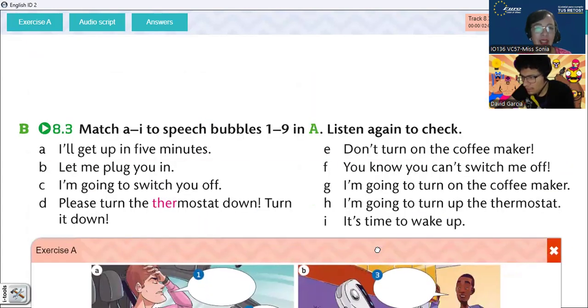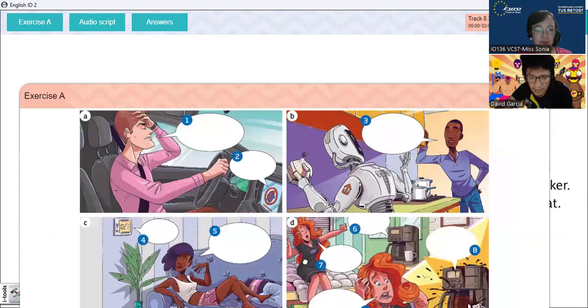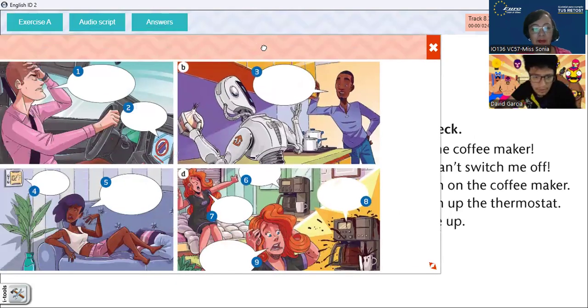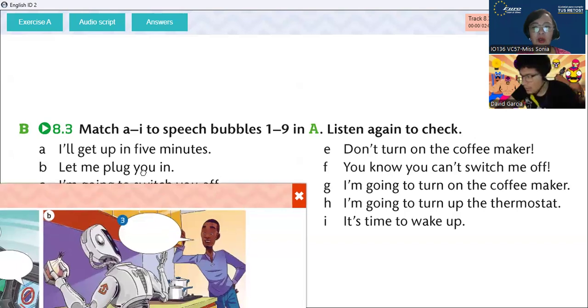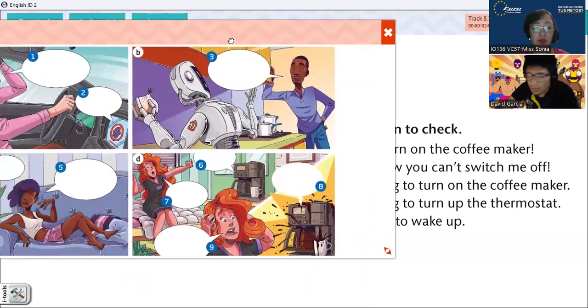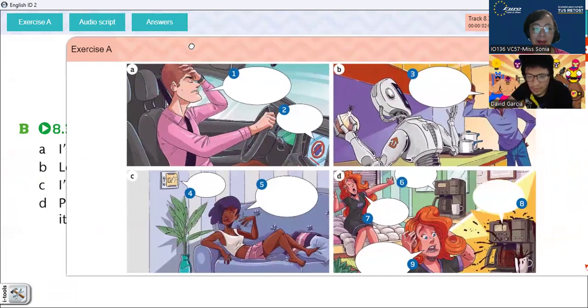Turn it down. And don't turn off the coffee maker is 9. You know you can't switch me off. It's number two. Okay. And I'm going to turn on the coffee maker. I'm going to turn the coffee maker is number six. Six or eight? Eight. And I'm going to turn off the thermostat. Turn off. Four, of course, the device. The device is speaking, no? Because they are smart devices. It's time to wake up. Letter E. Number six, correct.